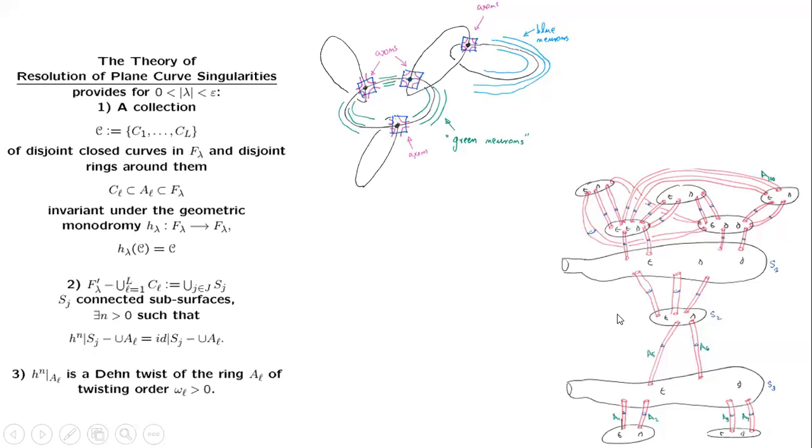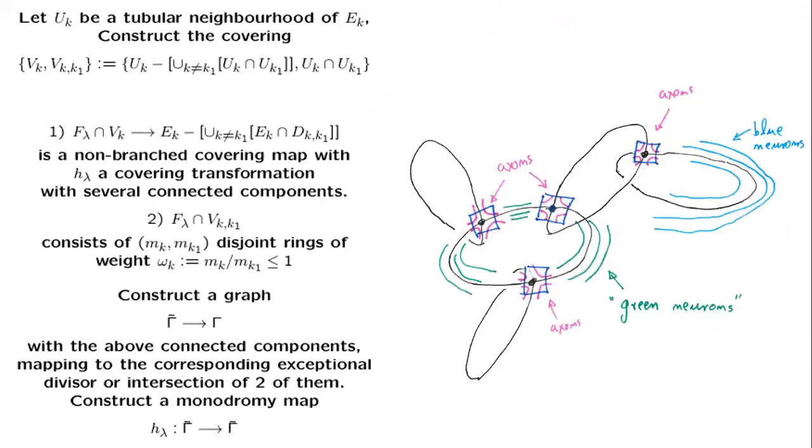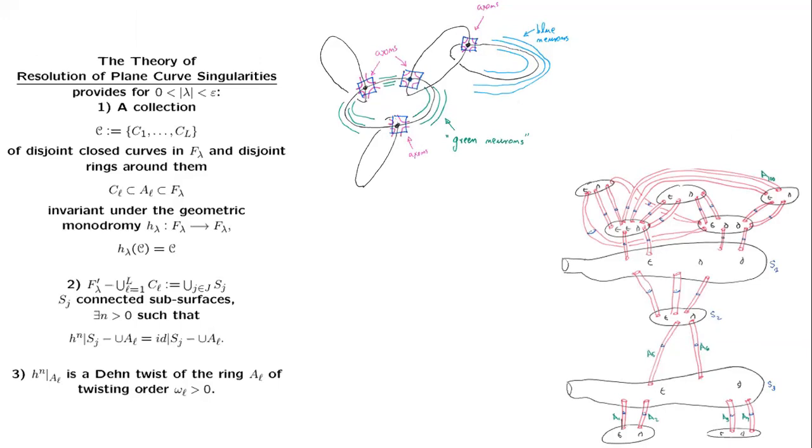So it's going to be sending the neurons to the neurons, at the same level. And it's going to be sending the axons into the axons, also preserving the levels. So the monodromy action preserves this decomposition. Now, at each neuron, when you consider the map, it's a periodic map. So after a finite number of steps, it's the identity. We can find a common n such that the monodromy map iterated to the power n is the identity on the neurons.